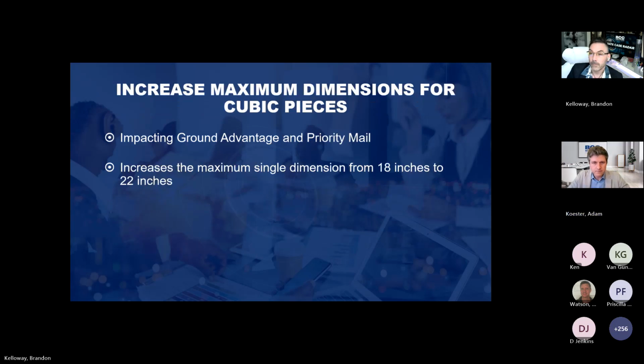All right, for cubic pieces, which is just another rating mechanism found in our competitive products, specifically for Ground Advantage and Priority Mail, the major thing we're changing is that we're moving from an 18-inch maximum single dimension up to 22 inches, which means you can get larger pieces coming through here. You'll sort those a little differently, but they will be allowed to go through the mail stream where they weren't before as a cubic piece.